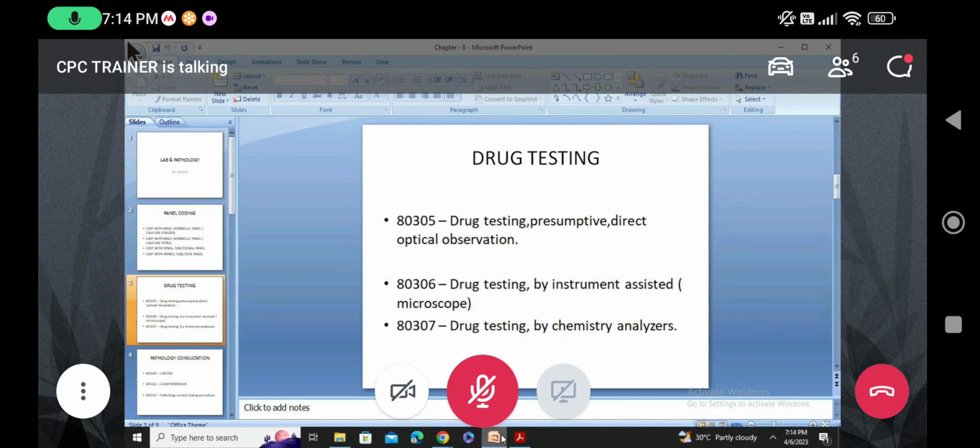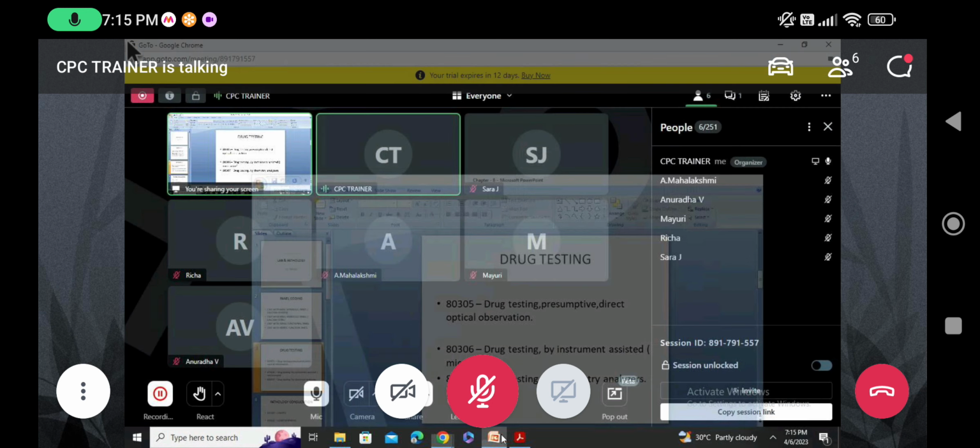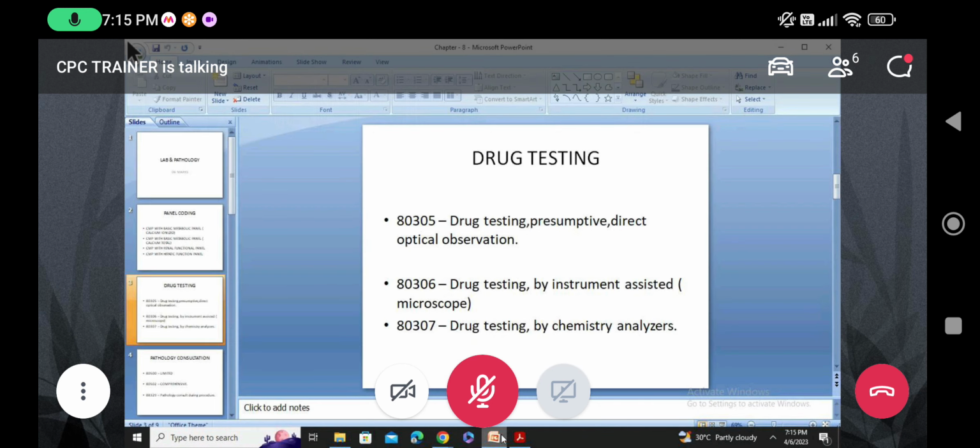And 306 is for instrument assisted. The provider gives the result via microscopic examination. That time you have to use the code 306. And 307 means they give the result via chemistry analyzer. This question you are receiving in your exam, the chemistry analyzer, 80307. So please note this down and put an important symbol on the 80307 code, guys. This is direct coding. Hereafter, whatever we discuss is direct coding only, guys.